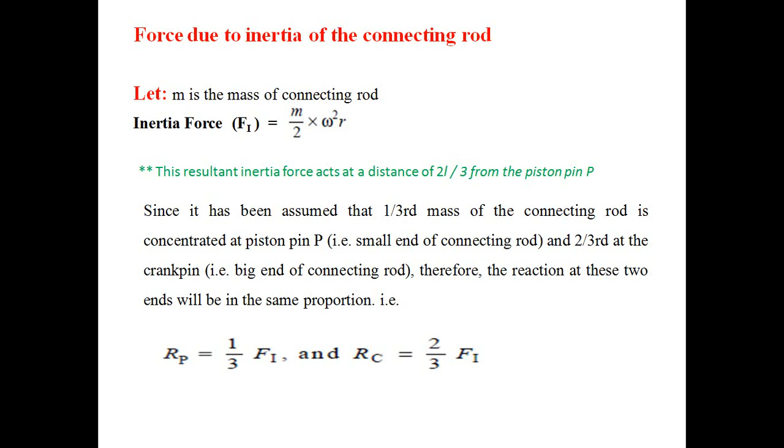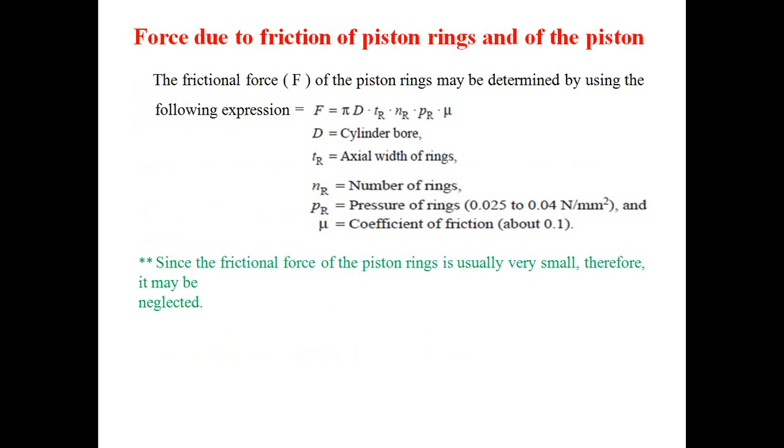Since it has been assumed that 1/3 of the mass of the connecting rod is concentrated at the piston pin and 2/3 at the crank pin, therefore the reactions at these two ends will be in the same proportion. Rp is equal to 1/3 of Fi and Rc is equal to 2/3 of Fi. Here Fi is the inertia force.